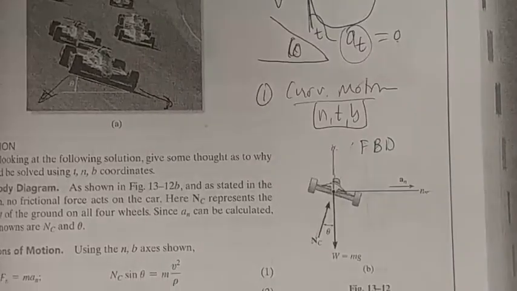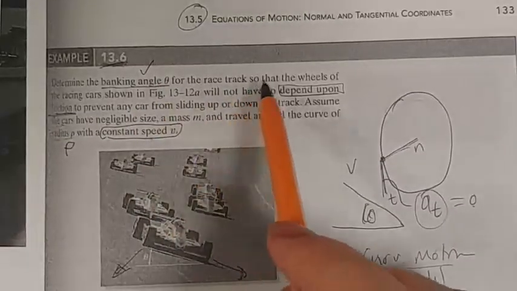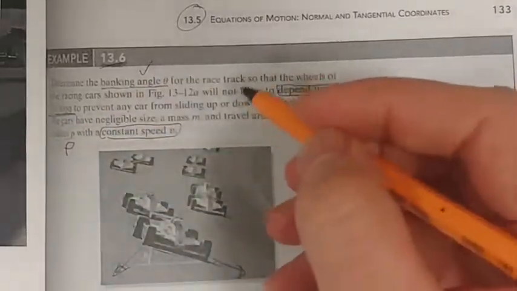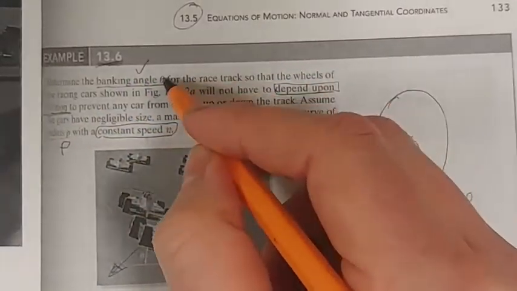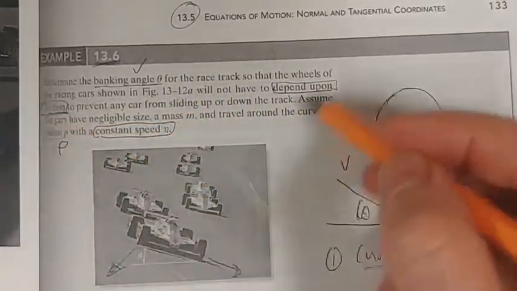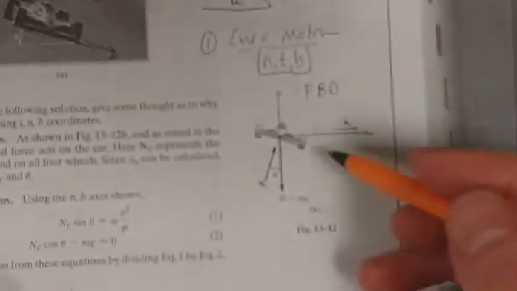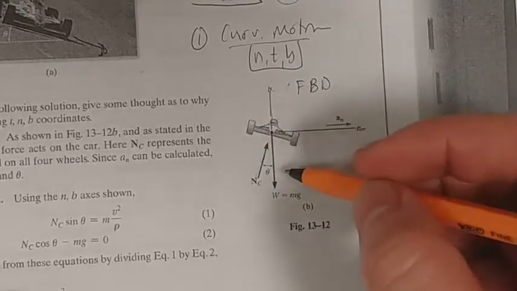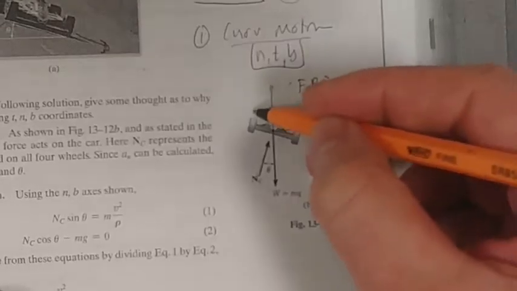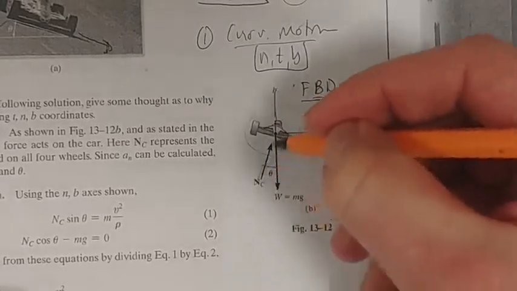Okay? The important thing is this. It says, what should the banking angle be so that we do not have to depend upon friction? So what we're saying is that at a certain velocity and a certain angle, we will not have to depend upon friction to keep us going up, to prevent us from sliding up or down the track. So the assumption is that there's no friction. At a certain angle, there's no friction which is stopping us from going up or down. Okay, so do you notice here in the free body diagram, there's no friction here. There's just the weight and the normal force.